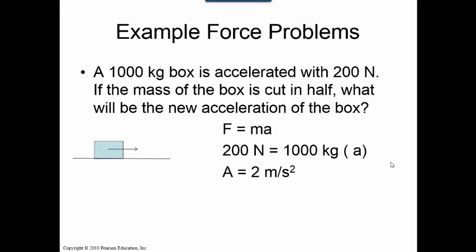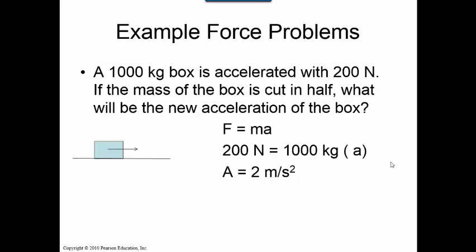And F is causing the mass to accelerate. F equals ma. So number 1, I draw a diagram. Number 2, I write F equals ma. Number 3, I fill in the missing information. 200 newtons is making the 1,000 kilogram mass accelerate. So the acceleration is 2 meters per second squared.